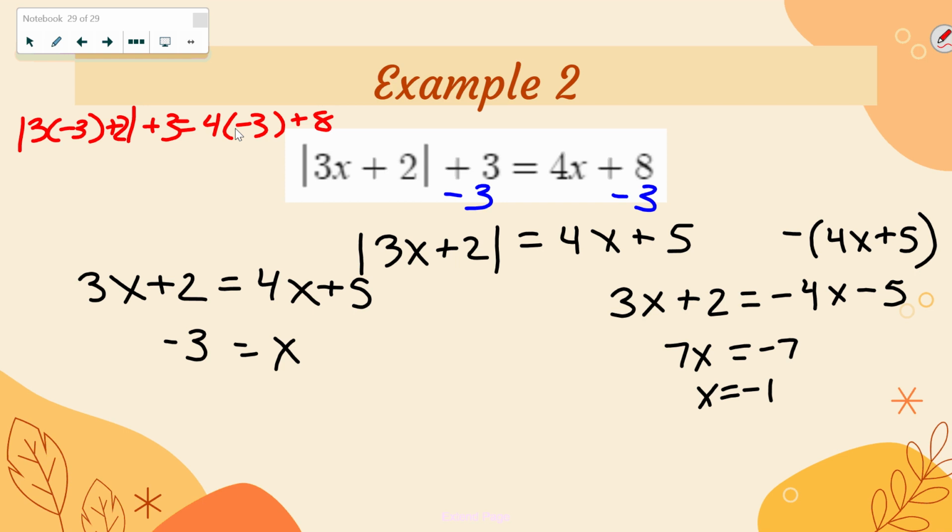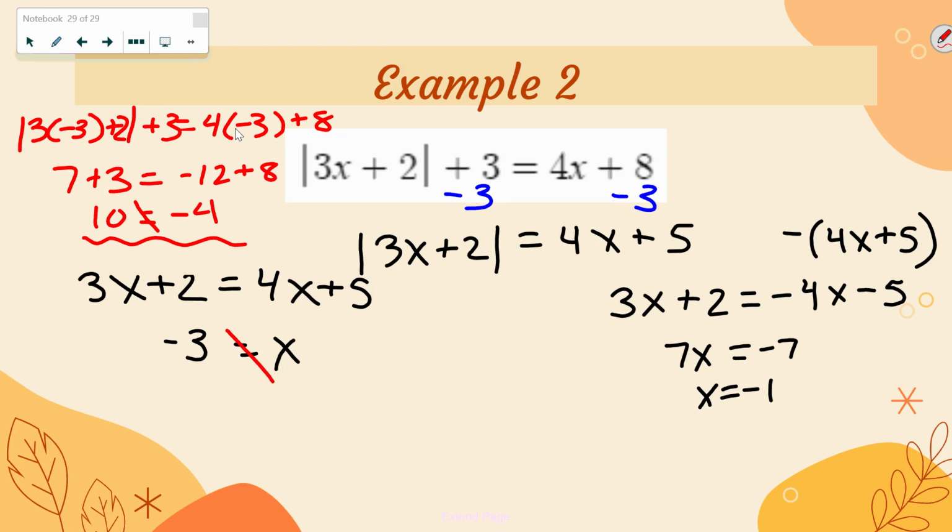So going through on the left side, I'll have 3 times -3, which gives us -9 plus 2 for -7. What's the absolute value of -7? 7. So 7 plus 3 on the left side, which I know gives us 10. Now let's figure out the right side. We'd have 4 times -3, -12 plus 8, which I know would give us what? -4. Does 10 equal -4? No, those do not equal. So what do I know about -3? It is extraneous.